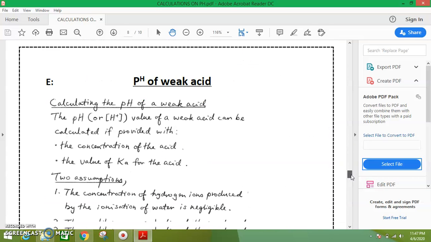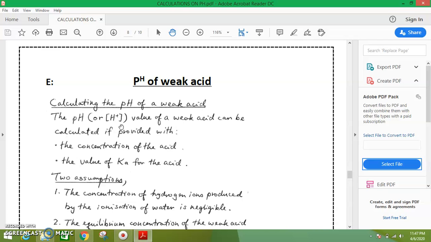Question, how to calculate. Part E, pH of weak acid, and then we will calculate part F, pH of weak base. And this one is very important. Please pay attention here to how to calculate pH of weak acid. Here are some rules, please follow the rules, then the calculation is easy for you. Calculating the pH of weak acid.